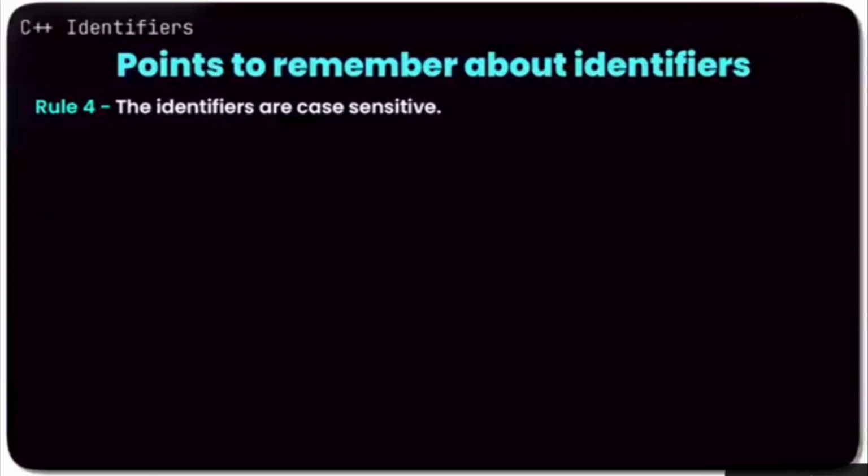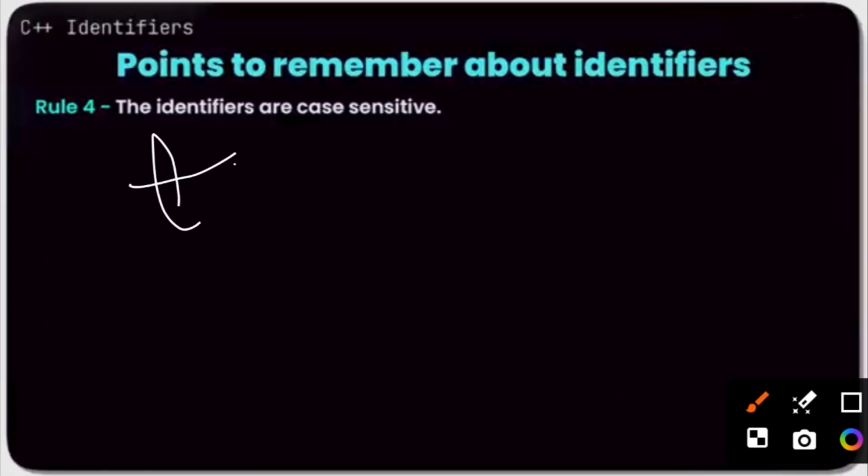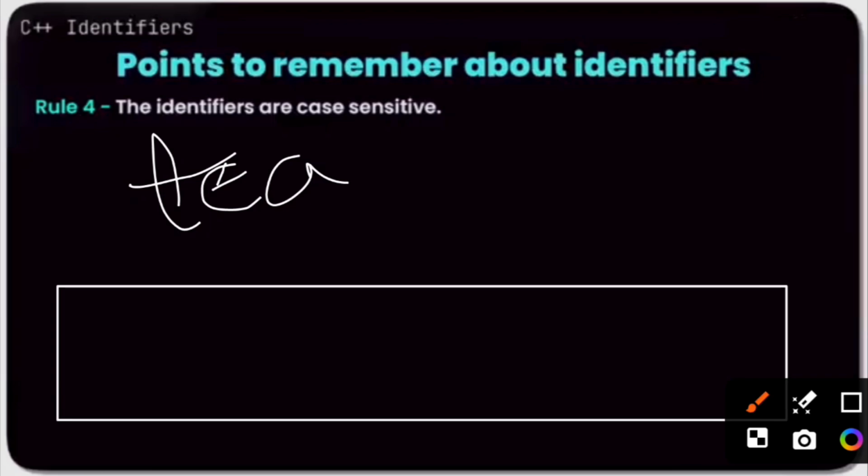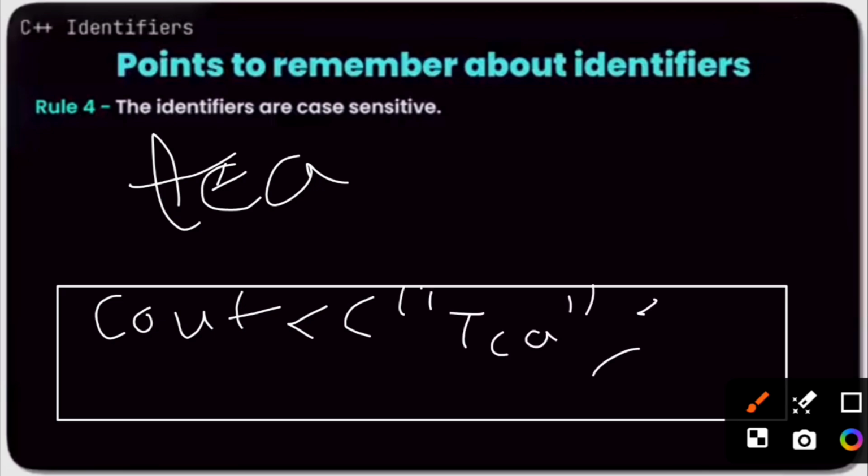Rule number 4, identifiers are case sensitive. This means that if you have defined a function with uppercase T and in further code you call that cout with lowercase t, it will not work, because here you used T in uppercase and here t is in lowercase. So always remember to write the correct name of the identifier as you have defined it before. If you write lowercase t here, it will execute without an error.